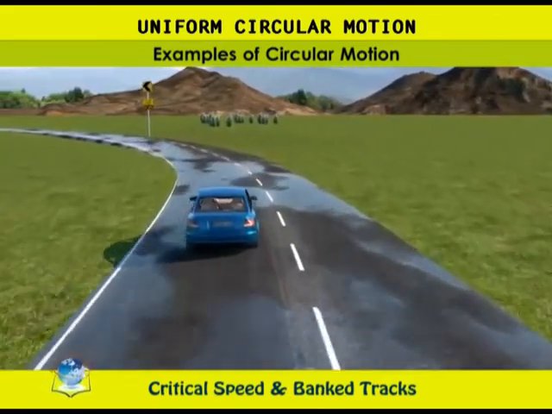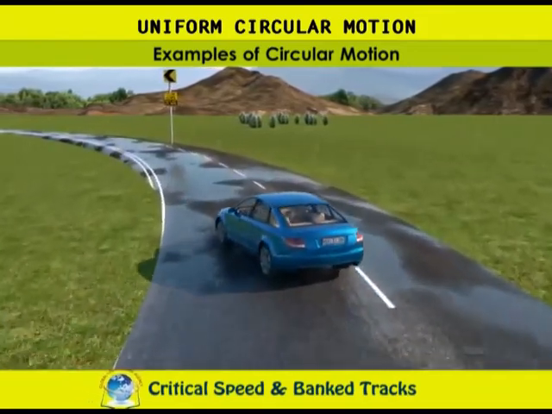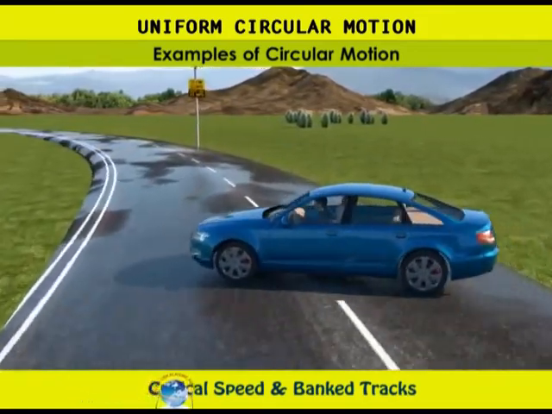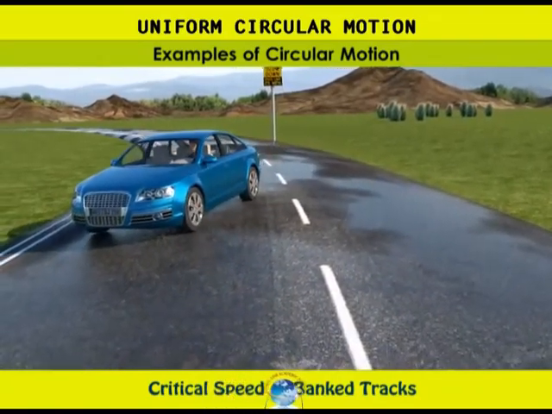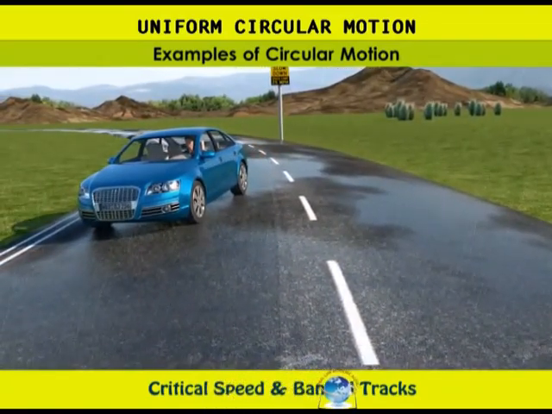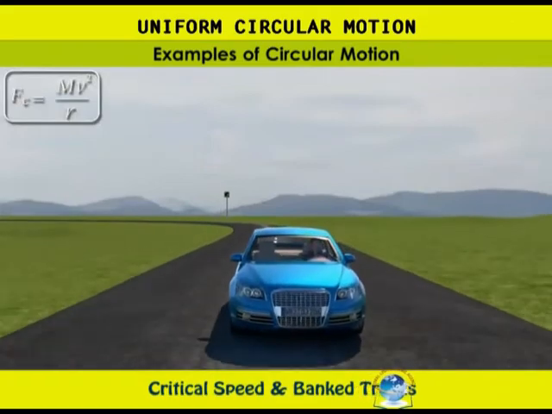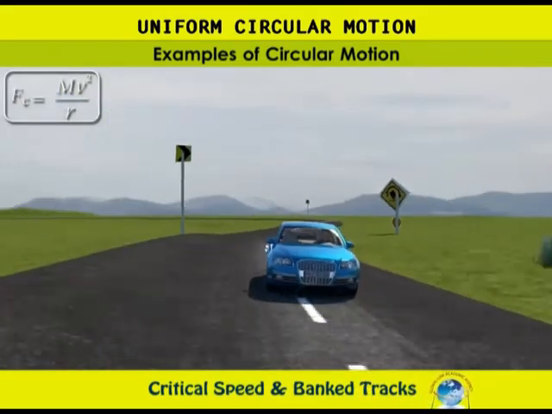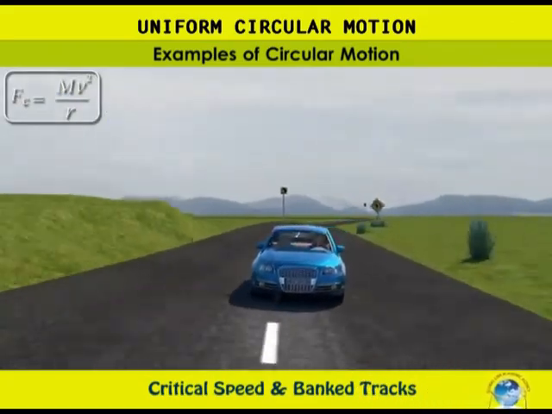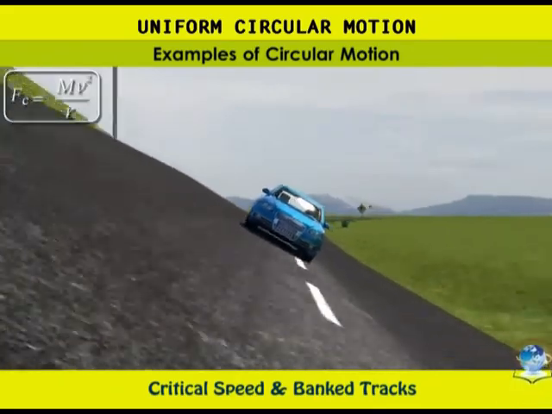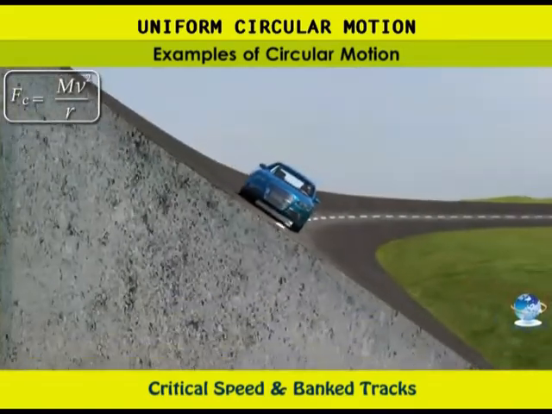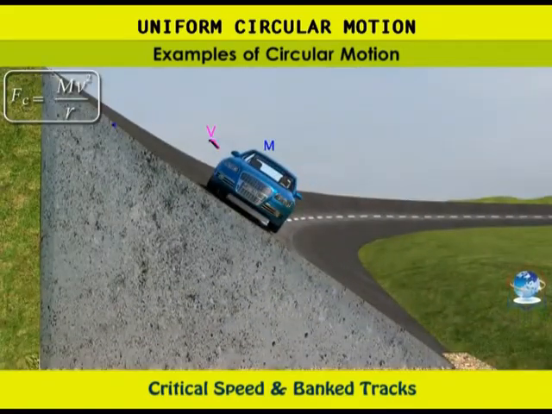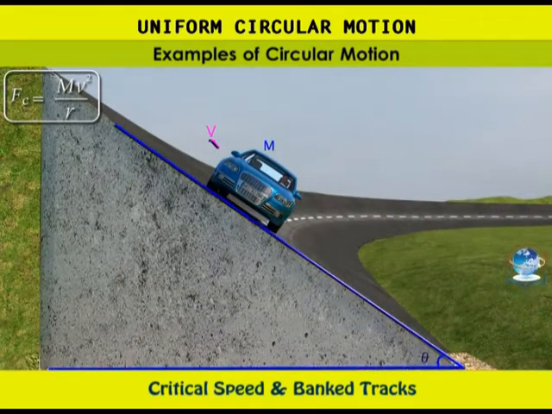Now, we cannot always rely on friction because it depends on external factors such as rain, which significantly decreases the value of static friction. To avoid skidding of vehicles around turns, the outer edge of the road is raised up, which is called banking. Suppose the surface of the road at a turn makes an angle theta with the horizontal axis.